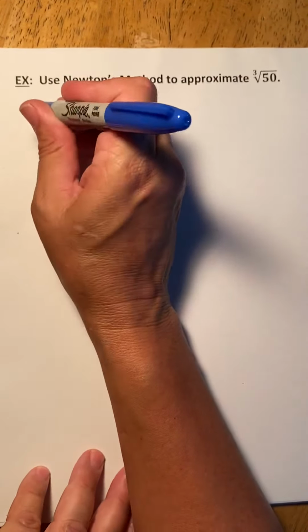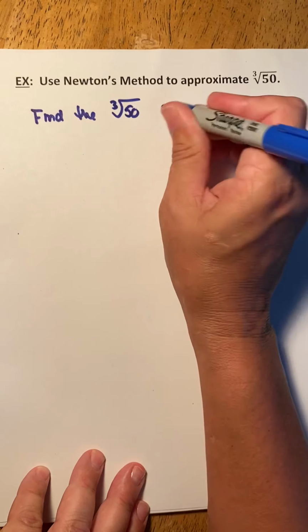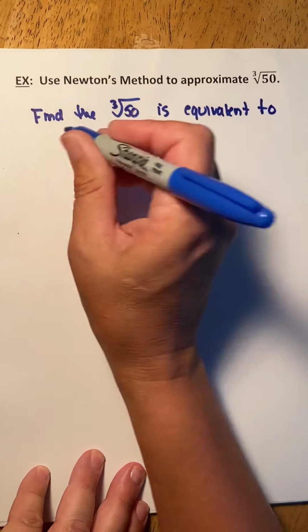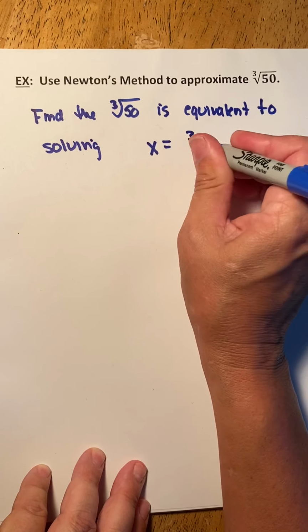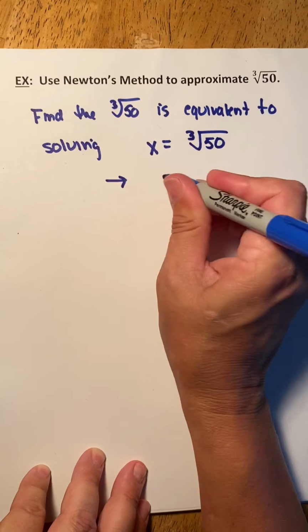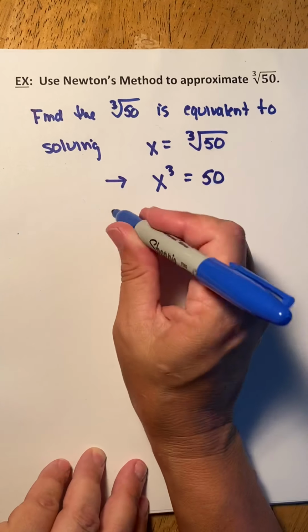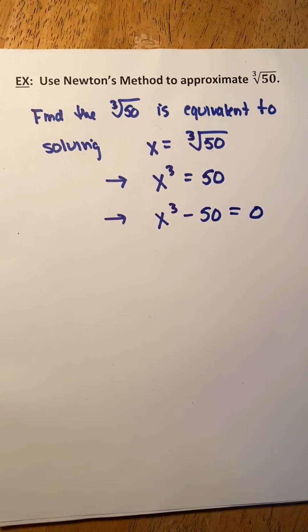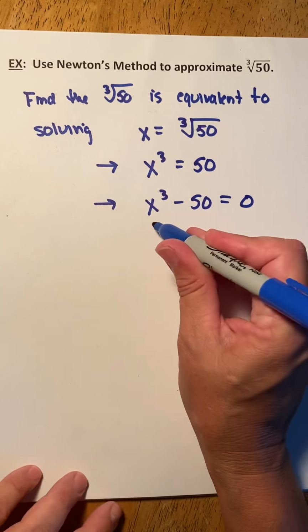Well, finding the cube root of 50 is equivalent to solving this equation. x equals the cube root of 50, which is the same thing as saying x cubed equals 50, if we raise both sides to the 3rd power. Which is the same thing as saying x cubed minus 50 equals 0. So we can find the cube root of 50 by thinking of it as a root finding problem. We're looking for the root of x cubed minus 50.